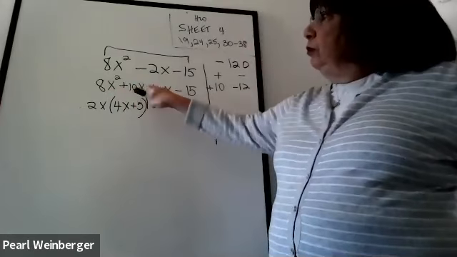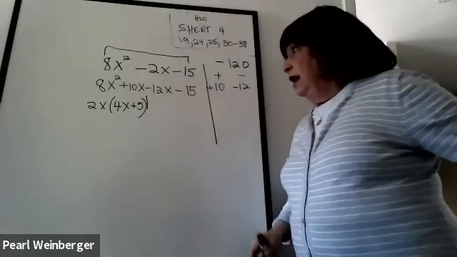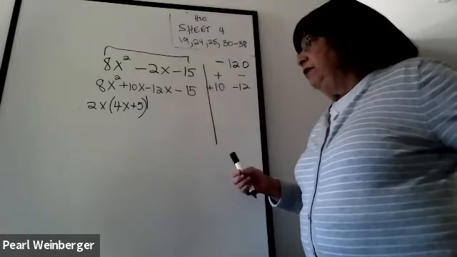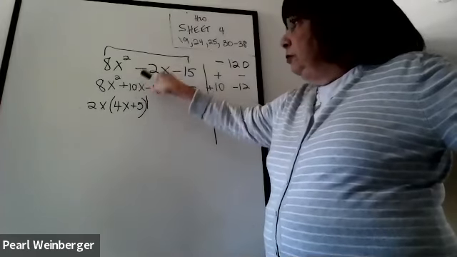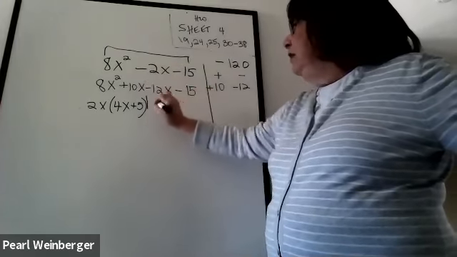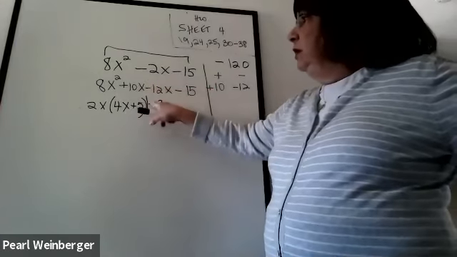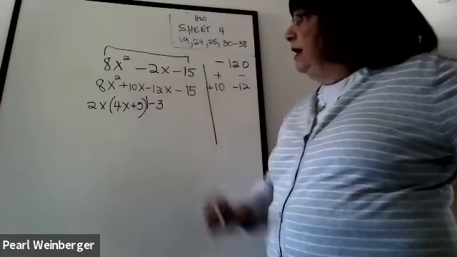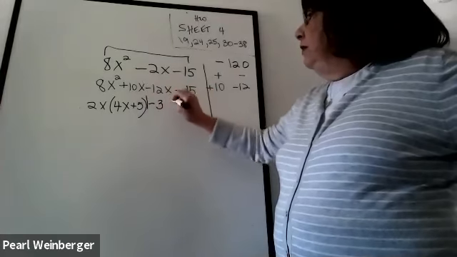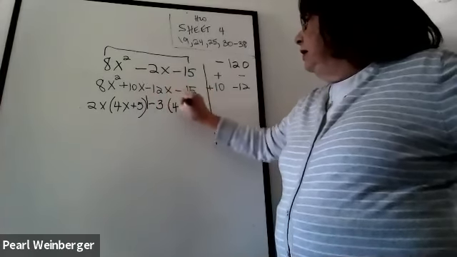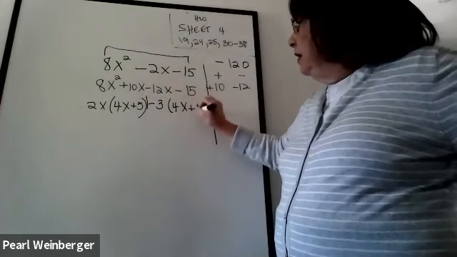In my second group, I have negative 12x and negative 15. Obviously, 12 and 15 has a common factor of 3. And since my first term of this group is negative, I'm going to have a negative 3. I always determine what sign to put here by the sign in this middle. So negative 3 into negative 12x gives me positive 4x. And negative 3 into negative 15 is positive 5.